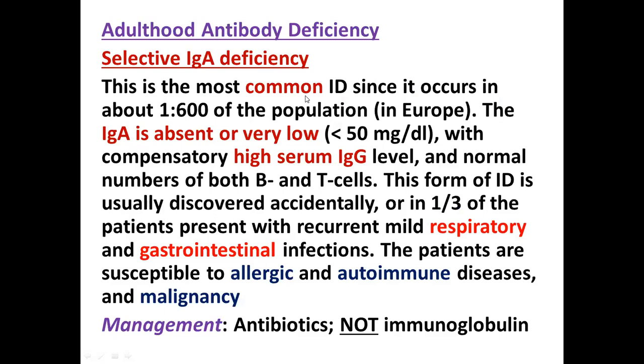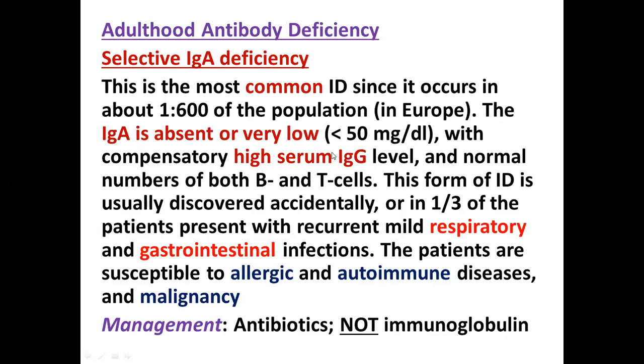This is a very common condition. It occurs in about 1 in 600 people. This is in Europe. The IgA is absent or very low, less than 50 milligram per deciliter. The normal value is between 100 and 200 milligram per deciliter. So there will be compensatory high serum IgG.